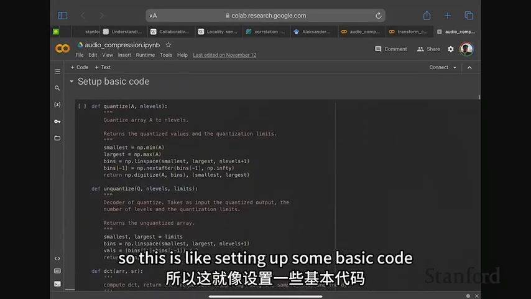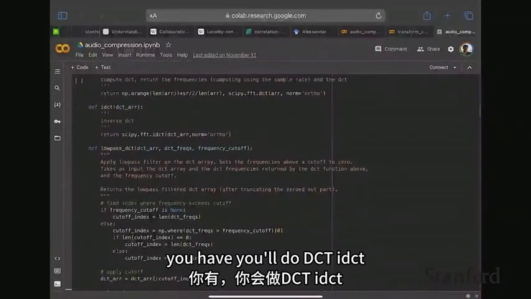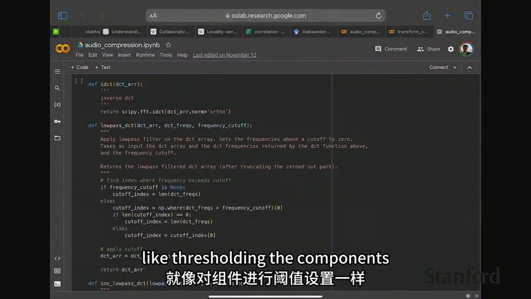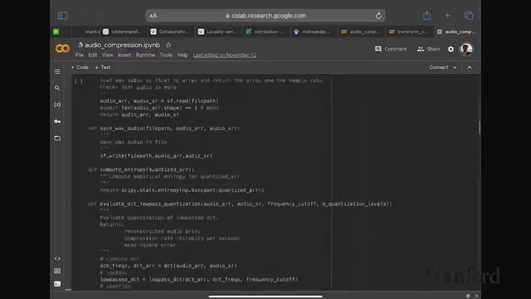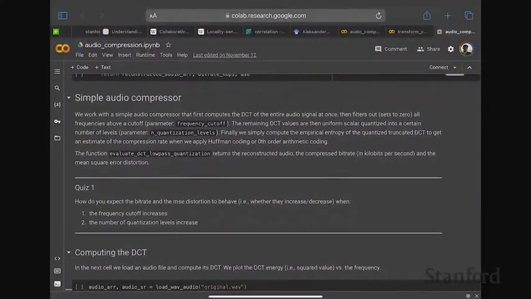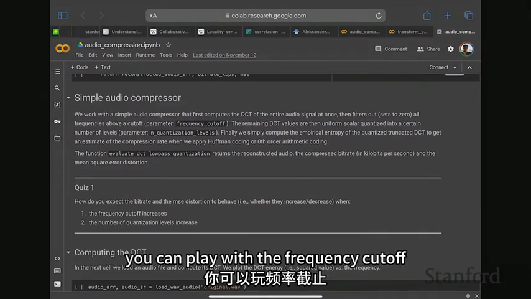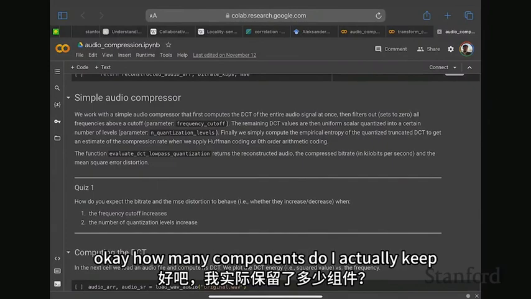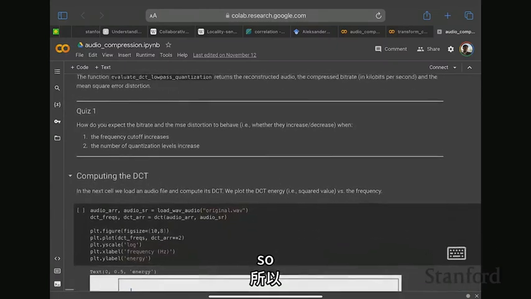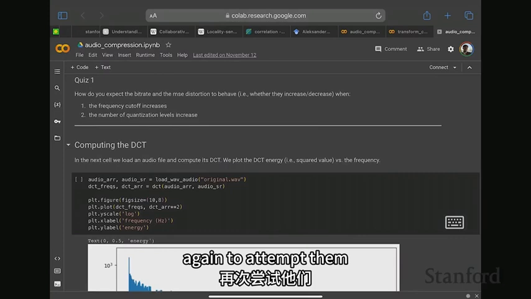This is setting up some basic code. You want to be able to quantize and dequantize. You will do DCT and inverse DCT. You will do something like low pass DCT, which is exactly the thing we looked at, in some sense thresholding the components and keeping the others at 0. And then there are a bunch of other helper functions. In a simple audio compressor, you can play with two components: the frequency cutoff, which is saying how many components do I actually keep, or the number of quantization levels, and those will have different effects. This notebook has lots of quiz questions, so do attempt them.